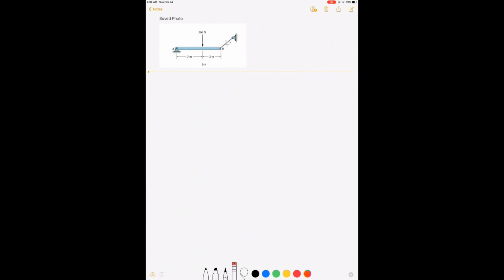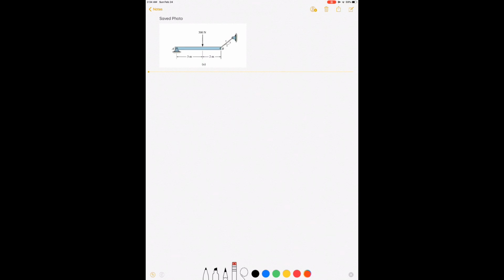This is an example from your book. It's a beam that is connected to a wall with a cable, and it has a force of 500 newtons on it, and it's pinned at point A. Now we're trying to find the reactions at point A and the force in the cable, and this requires us to go through all the 5 steps.